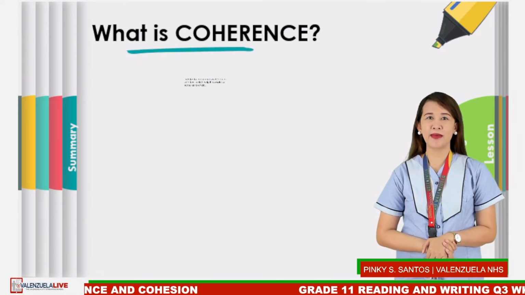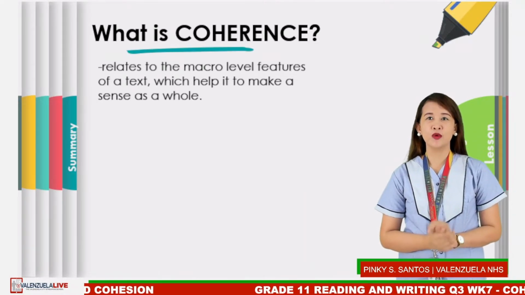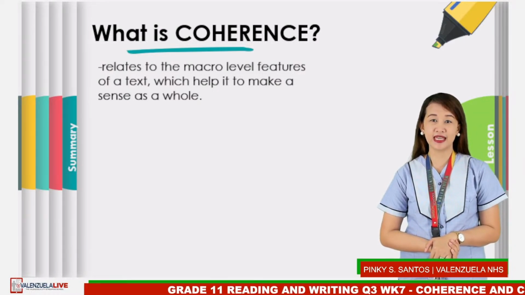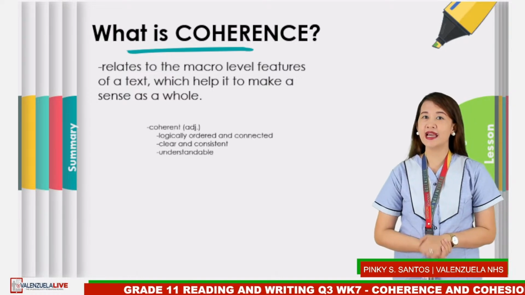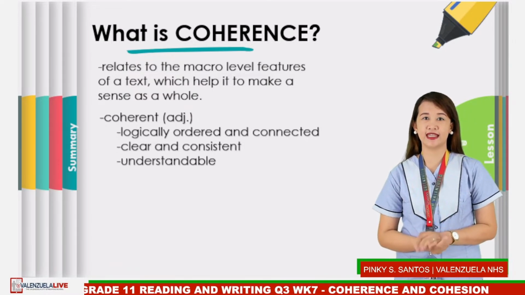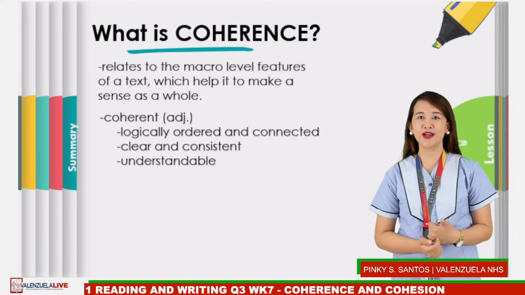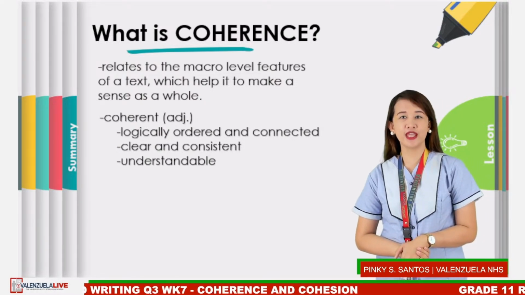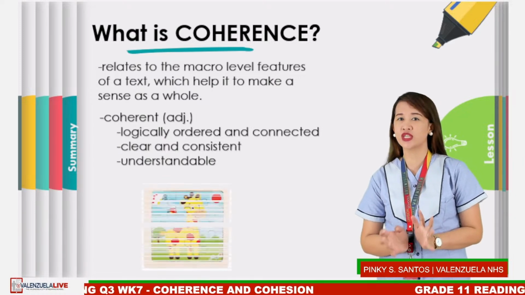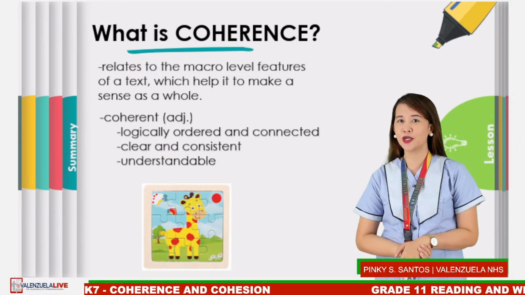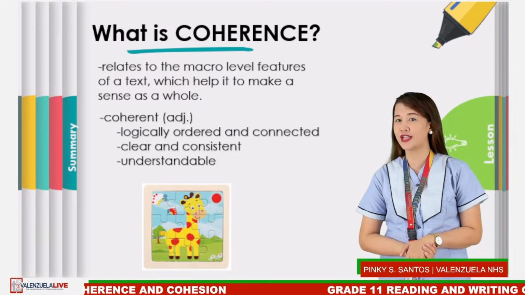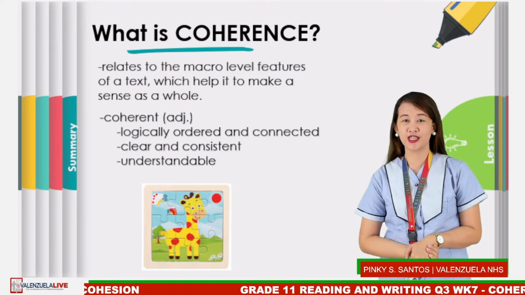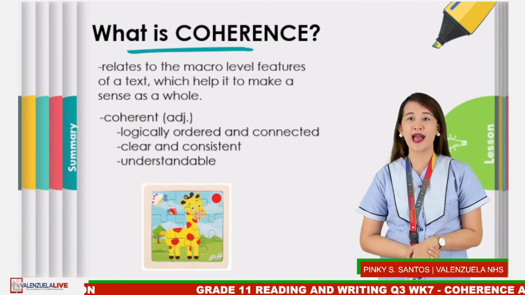Coherence relates to the macro level feature of a text, which helps it to make sense as a whole. The related adjective is coherent, meaning logically ordered and connected, clear and consistent, and understandable. You can think of coherence as if it's a whole jigsaw puzzle that gives us a clear picture when all of the pieces are correctly put together. Now that you already know what is cohesion and coherence, let us know how to achieve them.